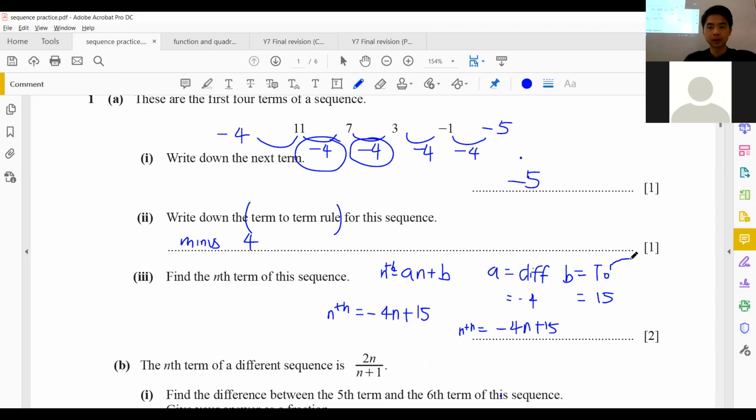So I know the difference is -4n, because that's how much you minus it. Then what about the 15? Term 0, so let's say this is term number 1, this is term number 2, right? The term before term number 1 is term 0. So something minus 4 is 11. So you take 11 plus 4. That's why I get 15.